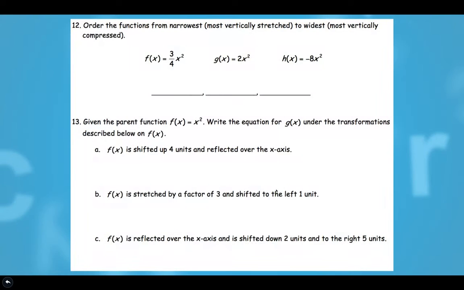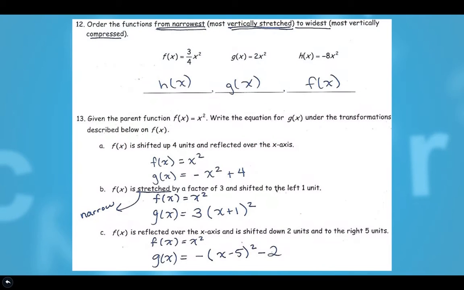Alright, take a look at questions 12 and 13 on your own. Alright, check your work. How did we do?